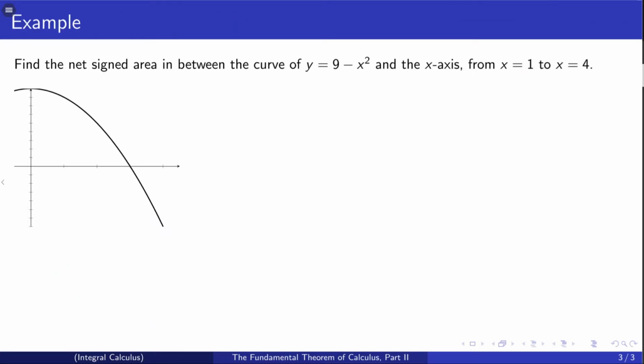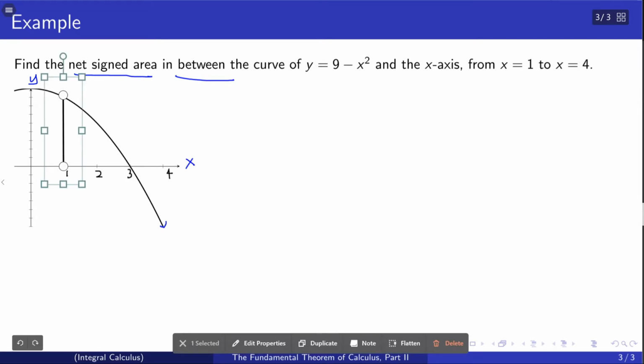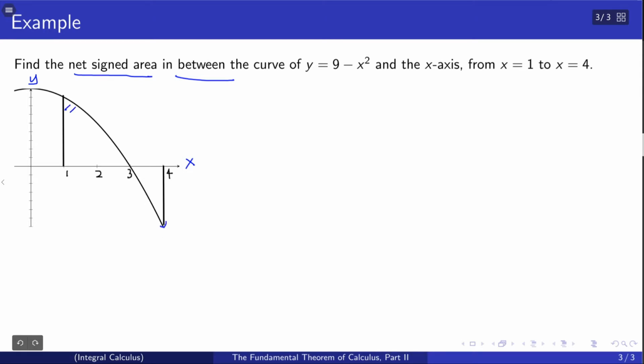Okay, so how about this one? Find the net signed area in between the curve of y equals 9 minus x squared, which is this parabola you see, and the x-axis from x equals 1 to x equals 4. Okay, so this is 1, 2, 3, and 4. What we're looking for is the net signed area representing basically this region here, whatever that area is, minus this region here below the x-axis from 3 to 4.